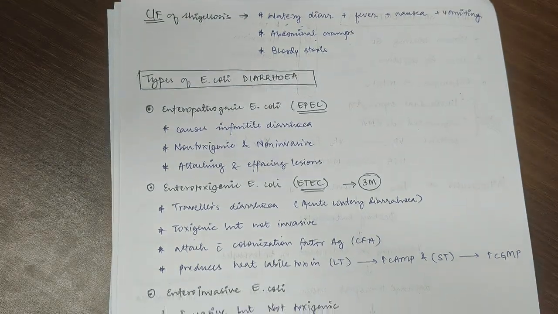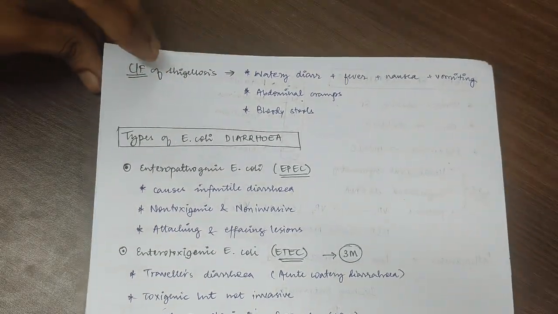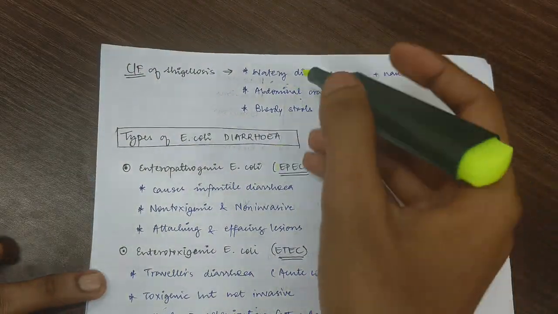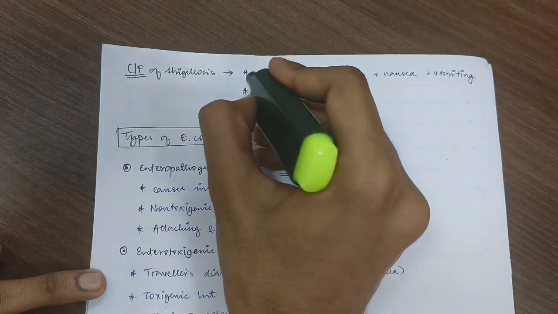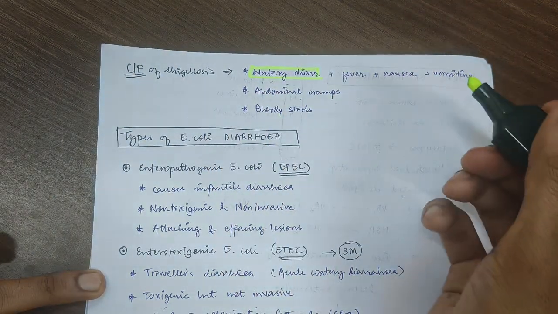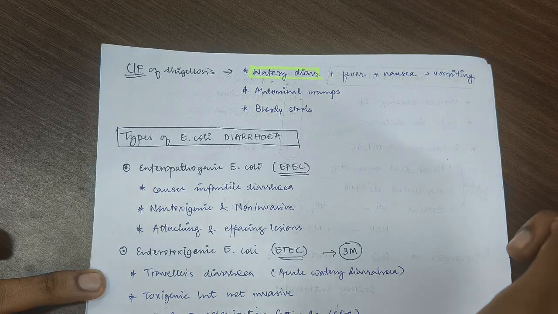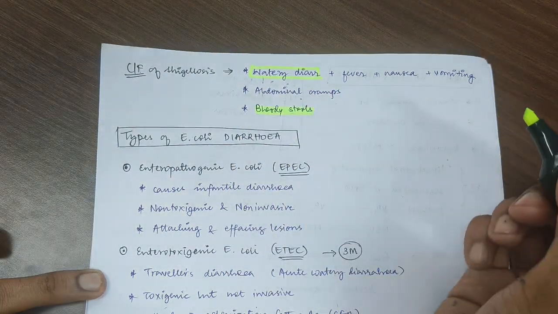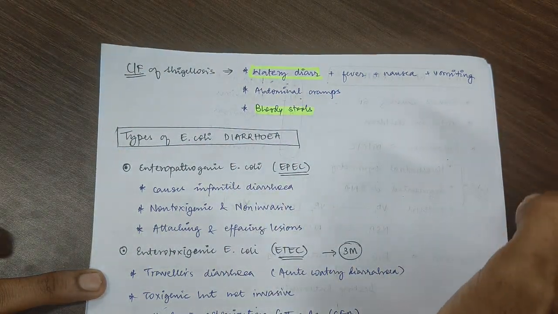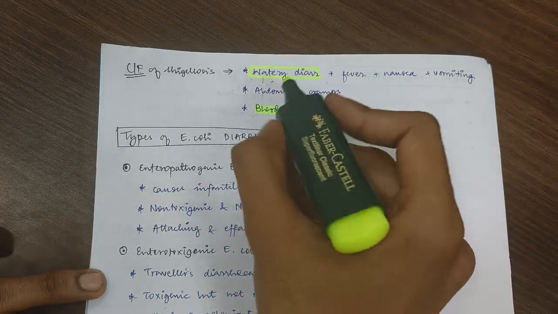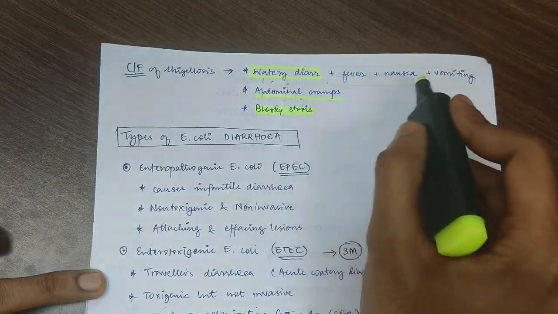What are the clinical features? I forgot to mention there, so I have written here. Clinical features of Shigellosis are watery diarrhea. But with that watery diarrhea, what are you going to see? There are mucus flakes or blood. It will be watery mixed with blood and mucus, with abdominal cramps, fever, nausea, vomiting as usual.